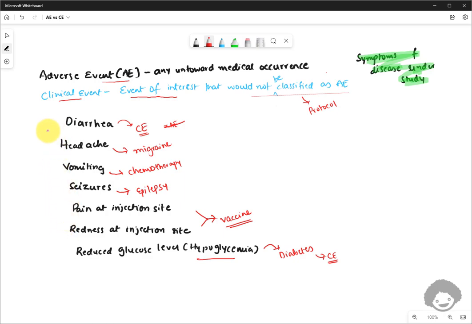We have seen examples of cases wherein diarrhea may become a clinical event but not an adverse event, and similarly for other things. So there is no hard rule on what is an adverse event or clinical event, because it varies from study to study. I have tried to summarize some examples where the information could become a clinical event instead of an adverse event.